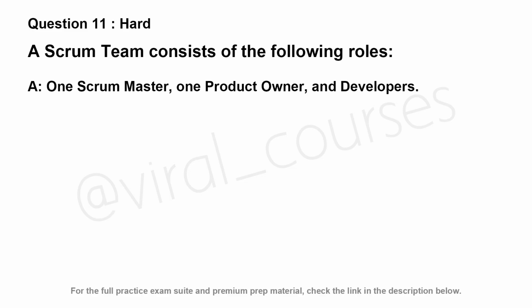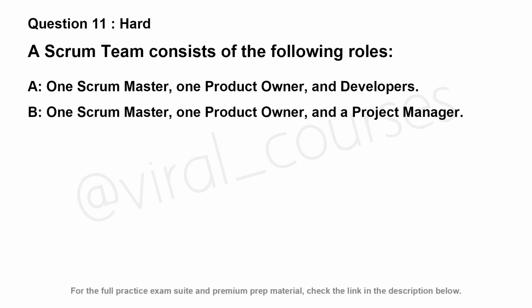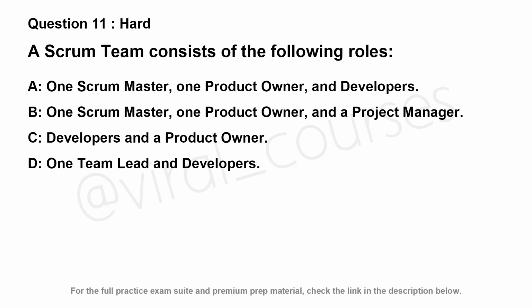A Scrum team consists of the following roles. Option A: 1 Scrum Master, 1 Product Owner, and developers. Option B: 1 Scrum Master, 1 Product Owner, and a Project Manager. Option C: developers and a Product Owner. Option D: 1 Team Lead and developers.